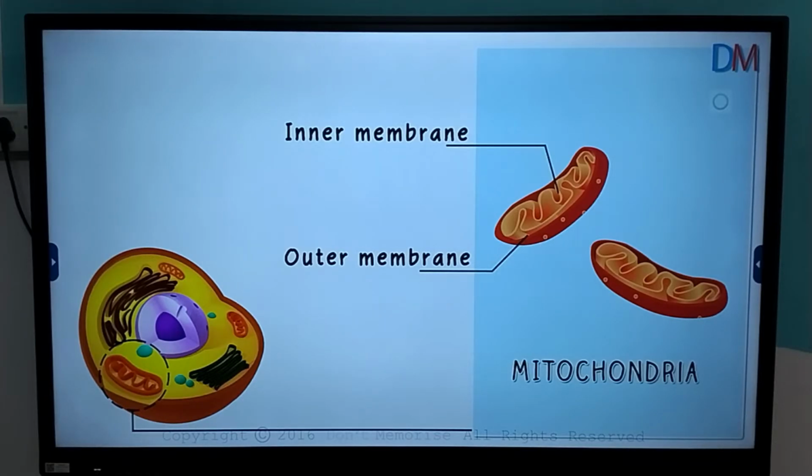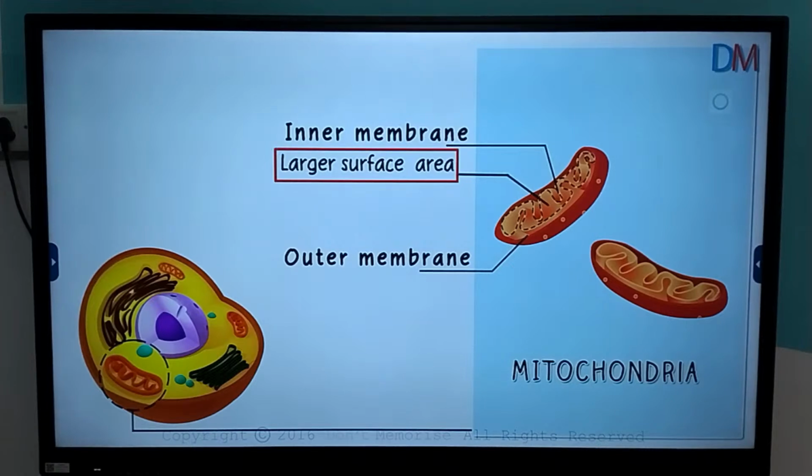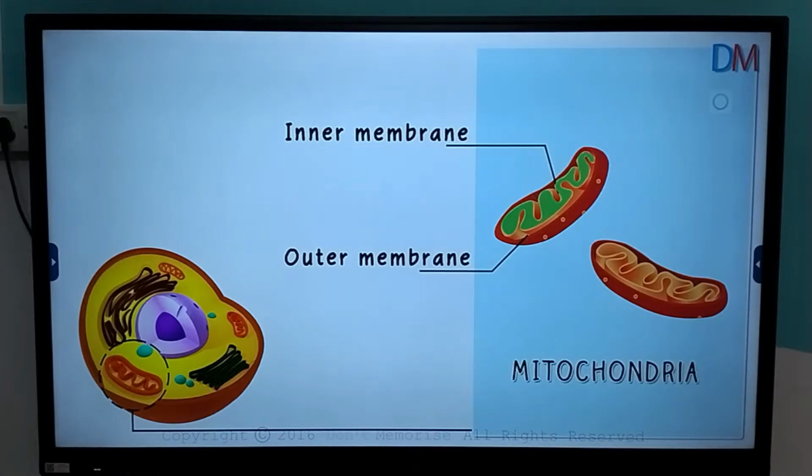The inner membrane is interesting to understand. It has many folds and therefore has a larger surface area. What is the use of a larger surface area? A larger surface area would be a wider base for ATP generating chemical reactions. Larger the surface area, larger the amount of ATP molecules generated.